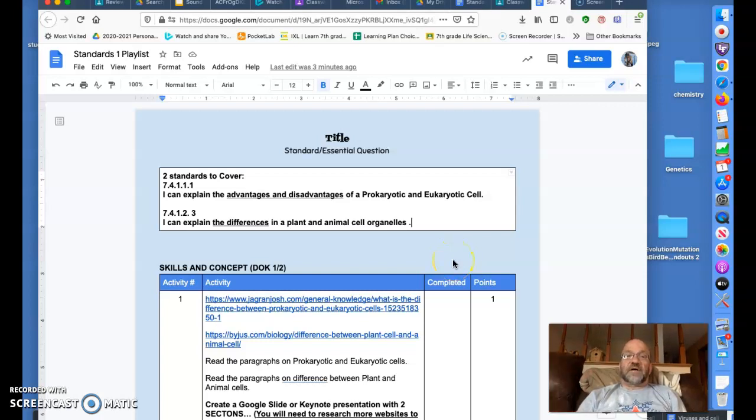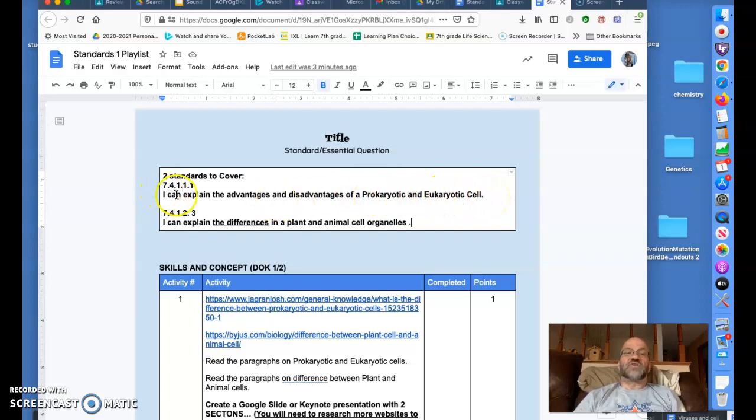Hello, everybody. I just want to point out an assignment that's coming up. We have covered cells. We have covered many different areas of the cells: meiosis, mitosis, mutations, genetics, lots of things in the last month or so. And there are two different standards that we haven't covered, and they have to do with prokaryotic and eukaryotic cells.